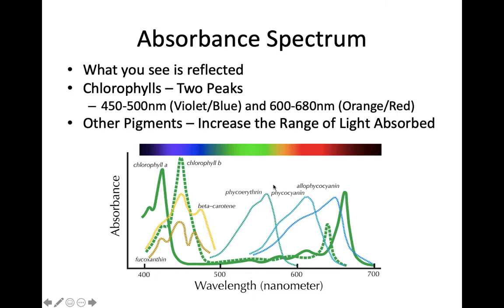The addition of these other pigments in the leaves will help increase the range of light that's absorbed and increase the energy that's available for photosynthesis. So anything that's not chlorophyll A is considered an accessory pigment that's just going to increase the energy that can be used for photosynthesis.